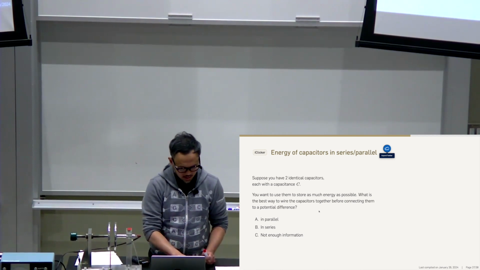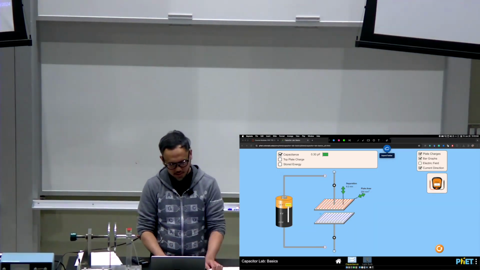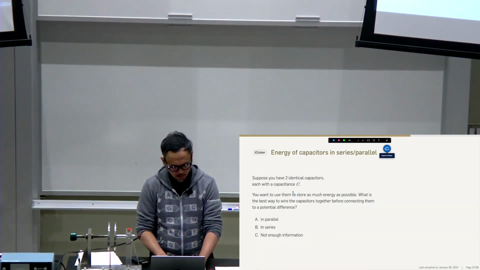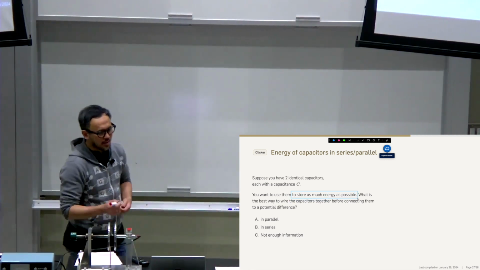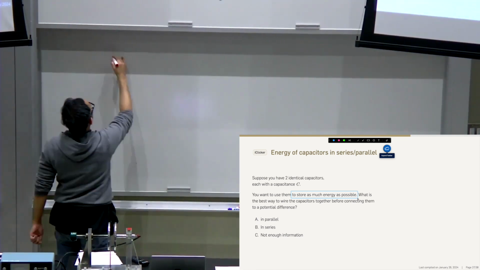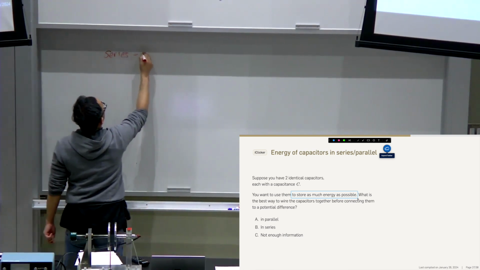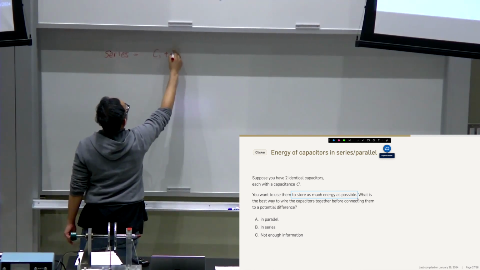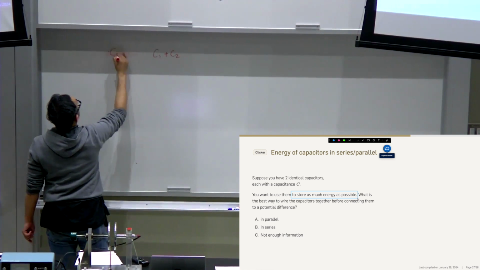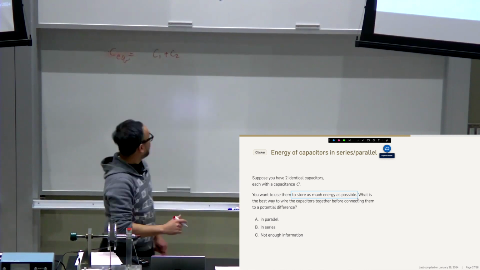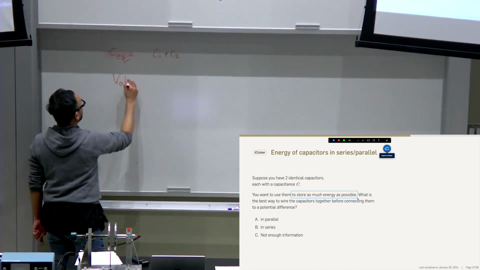So the key term is store as much energy as possible, right? And then the equation. So first you have the equation for parallel. For series is C1 plus C2, right? And then voltage is the same. Volt is the same.